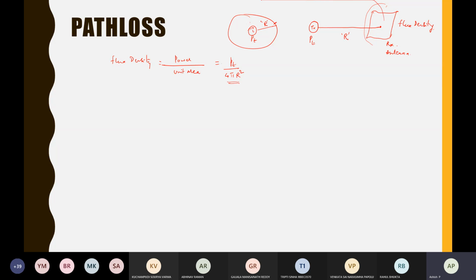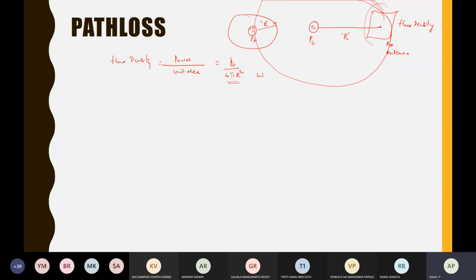So this big sphere you imagine, sphere, not a circle, sphere. Inside that sphere, at the center of the sphere, you have this isotropic radiator or any antenna. So at a distance r from it, on this big imaginary sphere, how much flux density is there? That is the power per unit area. So this is the flux density.